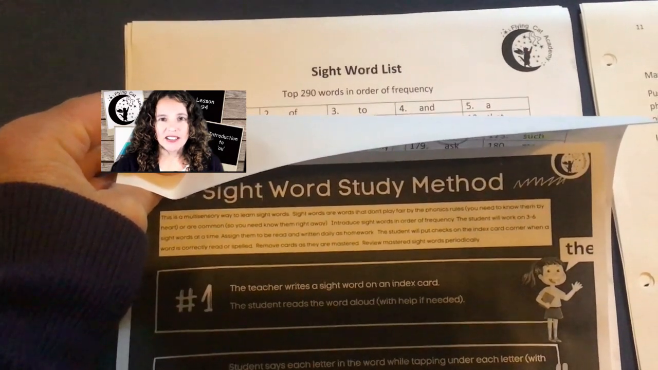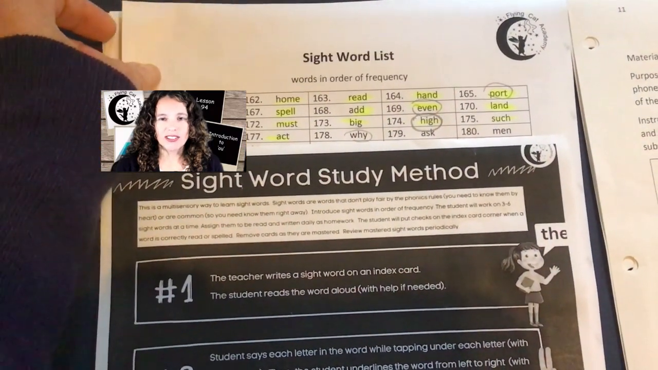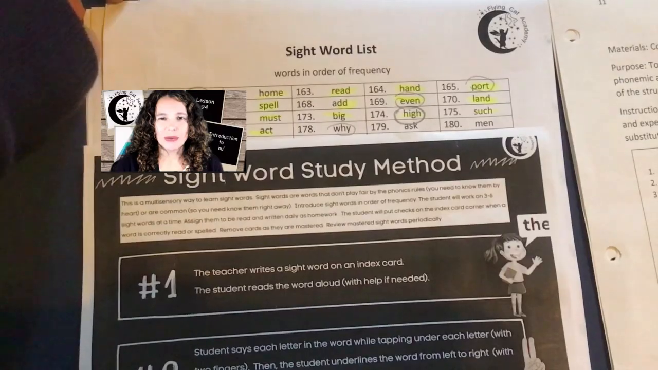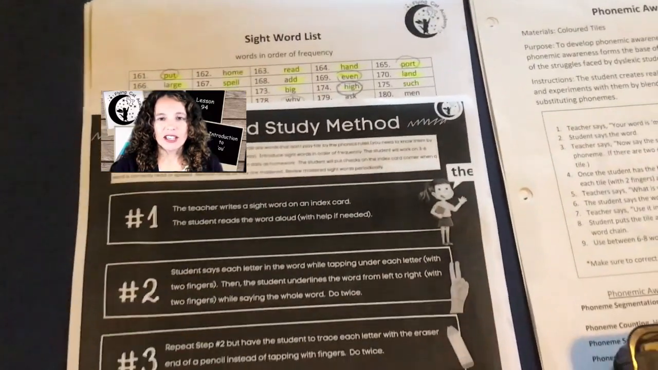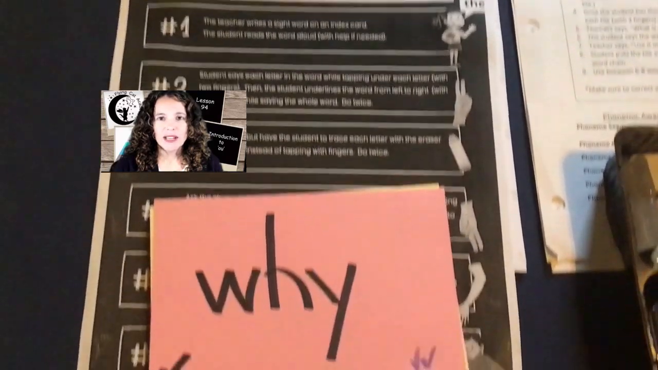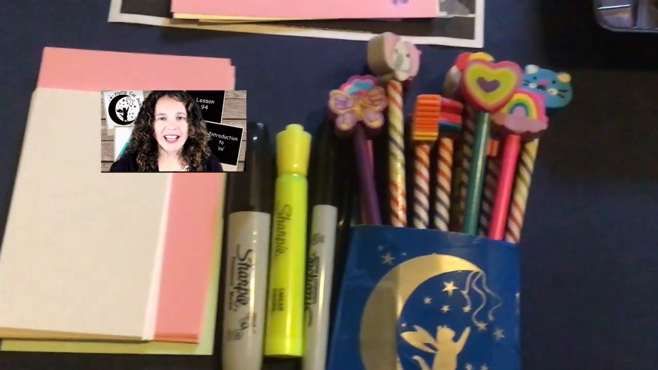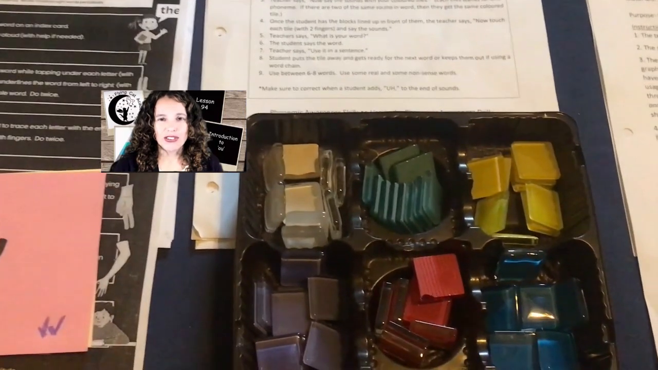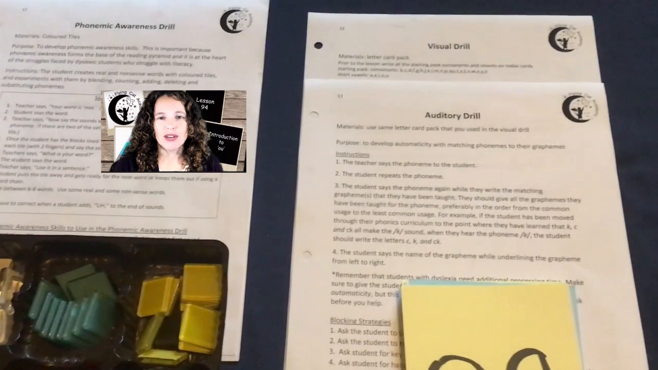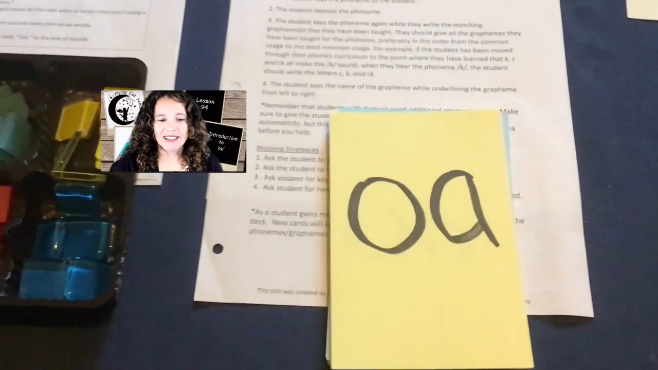Go to the guided lessons section and you'll see two sub-pages. Choose extra resources. You'll need the Sight Word Study Method teacher instruction sheet as well, and the student's sight word card pack, some blank index cards for introducing new sight words, a highlighter, markers, and some pencils. For the phonemic awareness drill, you'll have the teacher instruction sheet and the tiles for the student. For the visual drill and auditory drill, you'll have the teacher instruction sheets and the student's card pack.